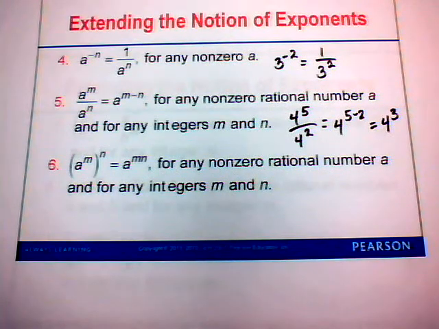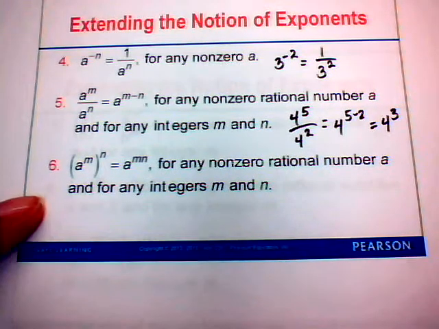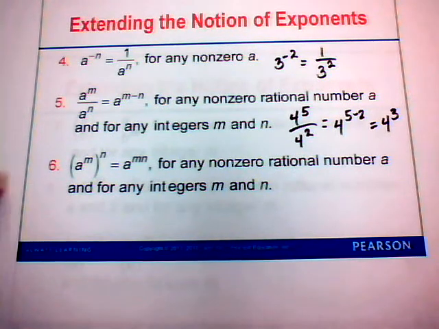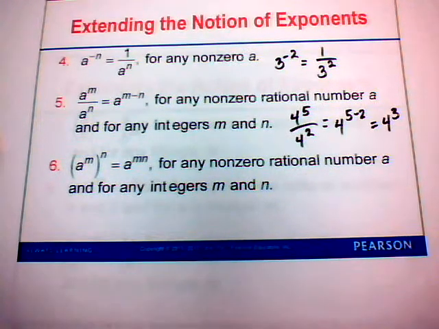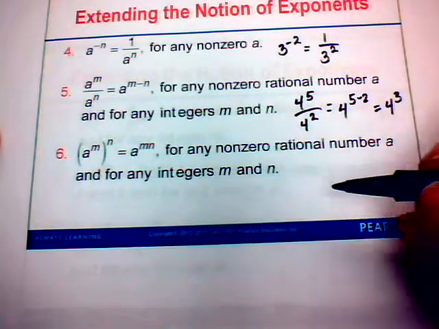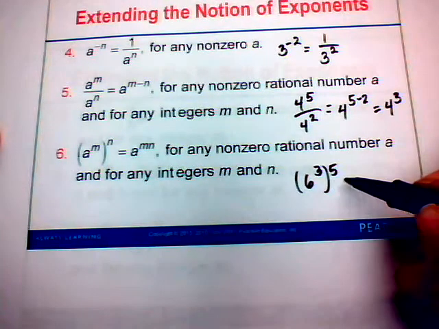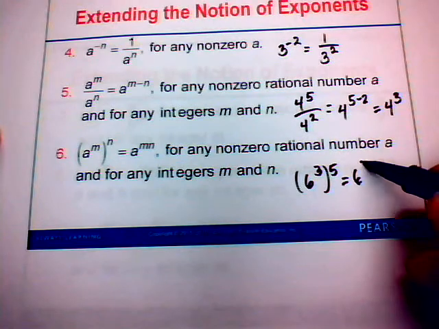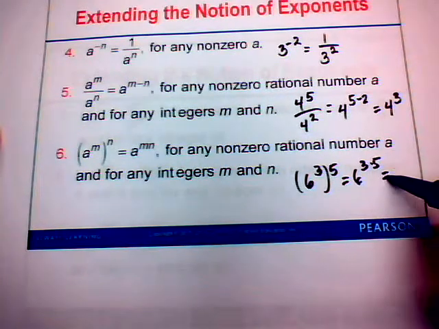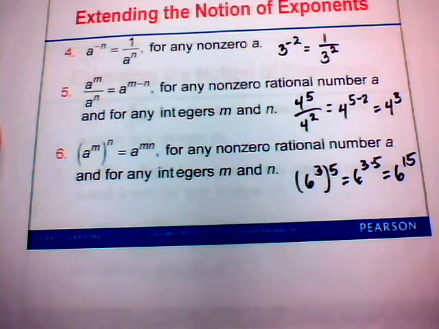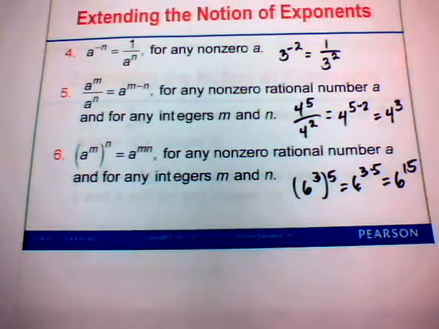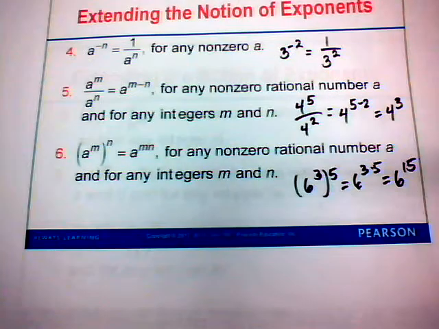And then finally, number 6 is raising a power to a power. In this case here, a to the m raised to the n, you just multiply your exponents. You're raising a power to a power, so you're going to multiply your exponents. So if we have 6 to the 3rd raised to the 5th, that's just 6 to the 3 times 5, or 6 to the 15th. Okay. That's basically what that rule is saying.